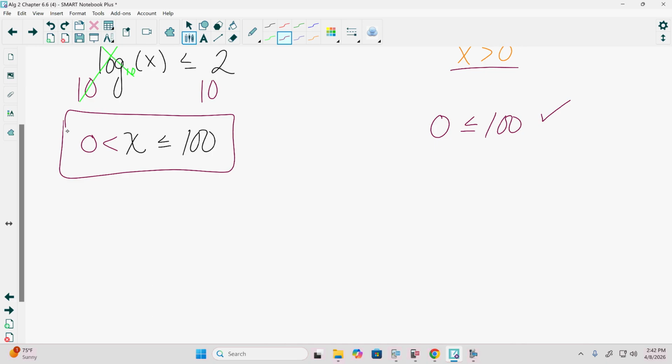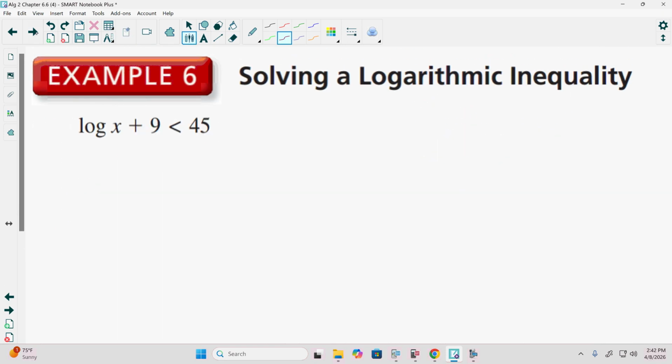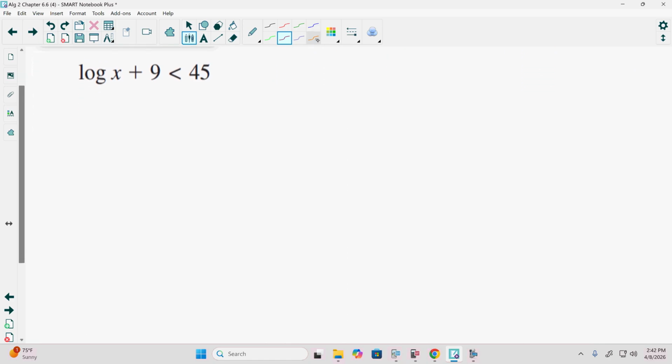Funny enough, if this had been x is greater than 100 or greater than or equal to 100, we don't need the restriction because 0 is not greater than 100. Those values of x that would cause an issue are not included in the solution set, so we don't have to remove them. They've already been removed. Questions on this here? Be ready for the next one. X is inside a logarithm. So what's inside the logarithm has to be greater than 0, yes? What is our expression inside this logarithm?